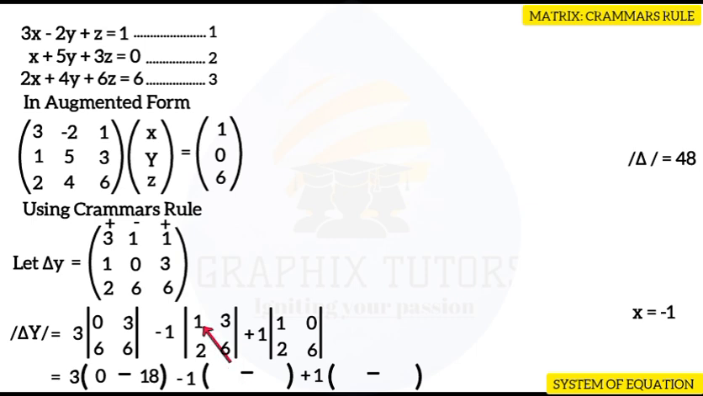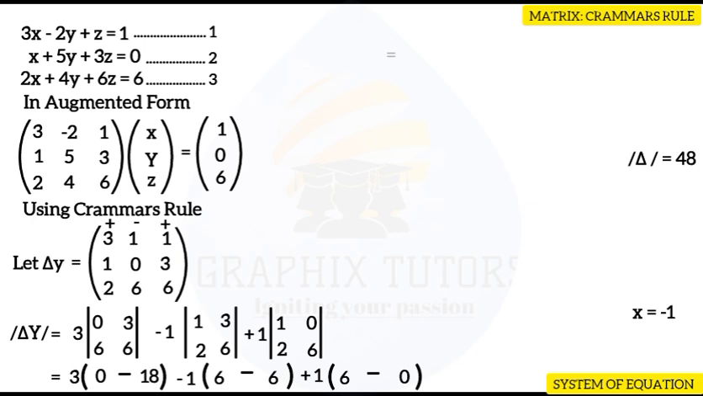6 times 1 is 6. 2 times 3 is 6. 6 times 1 is 6. 2 times 0 is 0. You can see that? So they maintain their position. If you are going to the right, if you are going to the left, it remains at the left. If you are going to the right, it remains at the right.